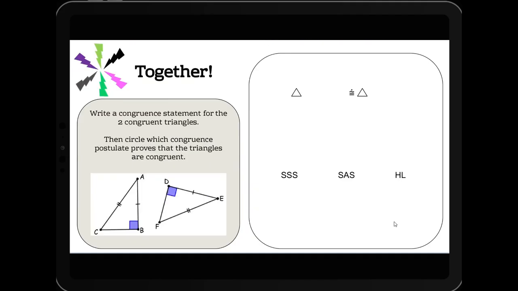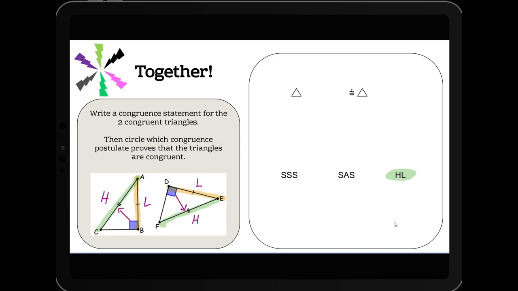Take this one for example. Here's an example of a right triangle pair. So automatically you might be thinking hypotenuse leg, right? So in this case we have a hypotenuse here and a hypotenuse there. And then we have a leg and a leg. So how do you know it's a hypotenuse? Well, we should recognize that it's a hypotenuse because it's opposite the 90-degree angle, and it's a right triangle because of that. So it's hypotenuse leg, hypotenuse leg. So that tells me the reason why they're congruent is because of HL.